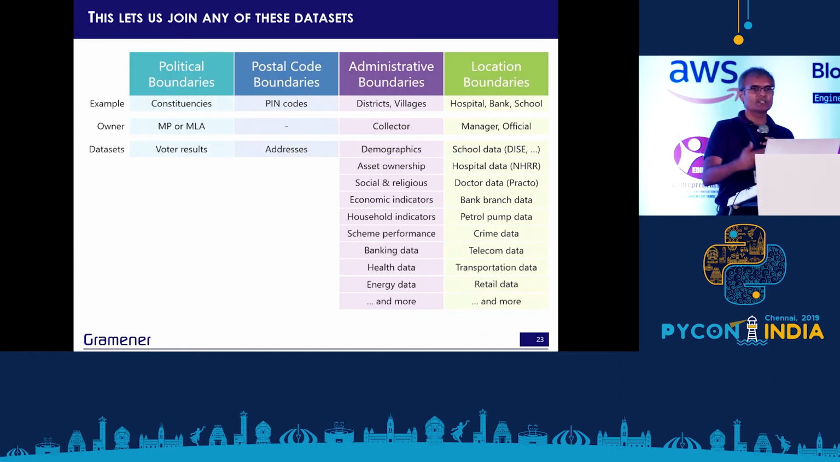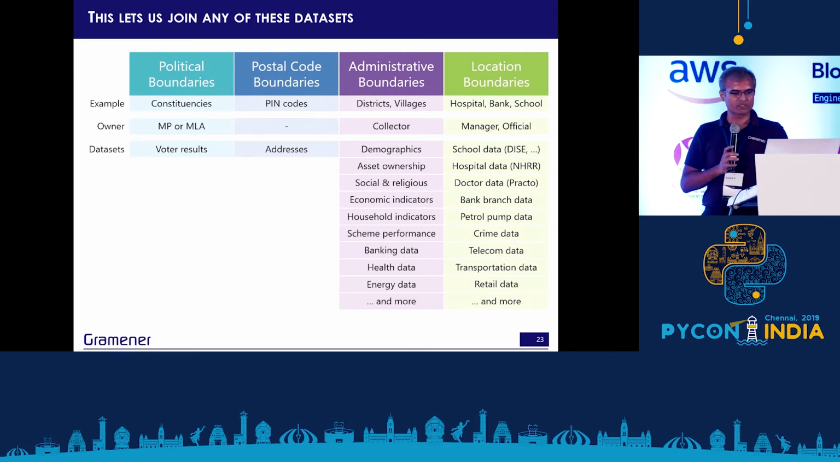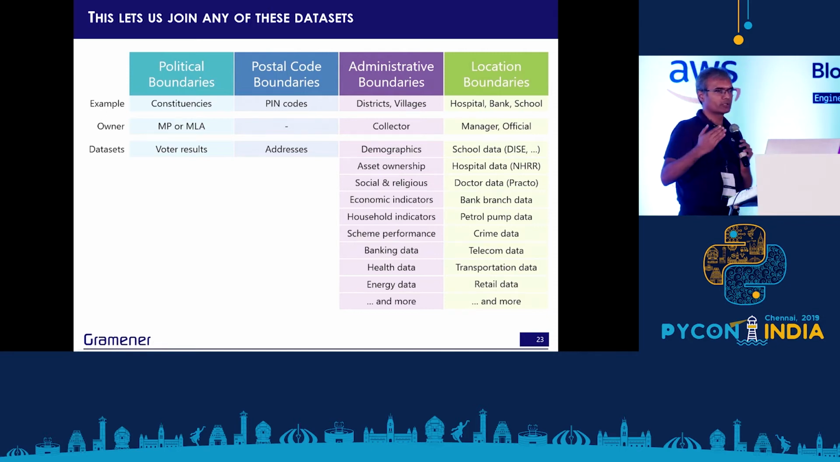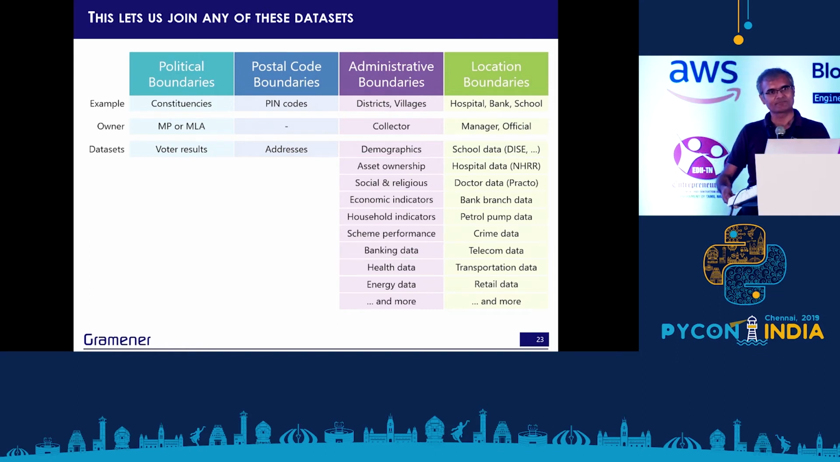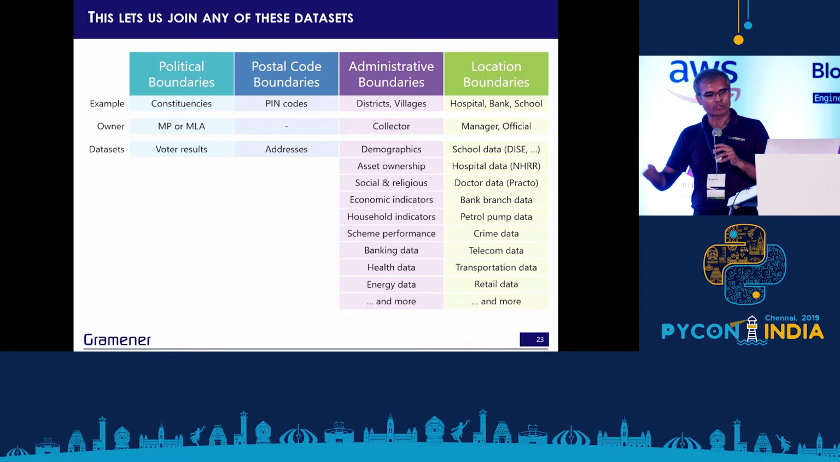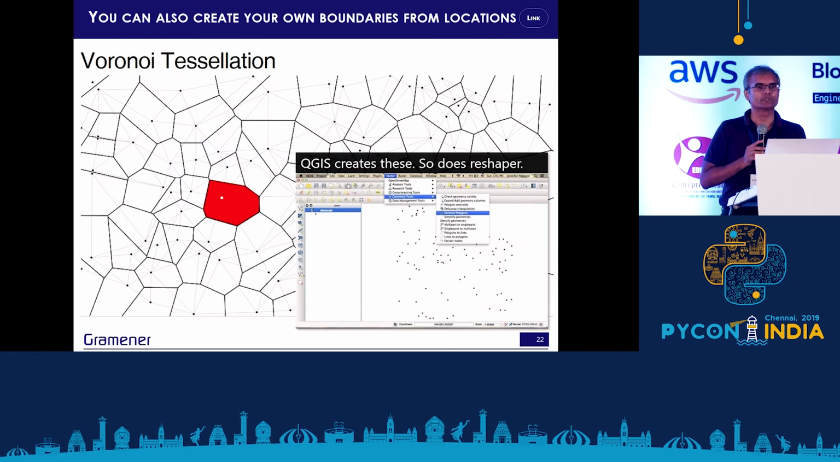So if I look at the kinds of data sets that you can create with location boundaries, there's, take all the hospitals, take all the schools, take all the bank branches, take all the petrol pumps, take all the locations where crimes have been reported, take any address. Take all the telephone towers, take all the locations where there are stores of a particular brand. All of these are data sets for which you can get an address, and an address can be geocoded into a point. If it can be geocoded into a point, you can convert that into a region.